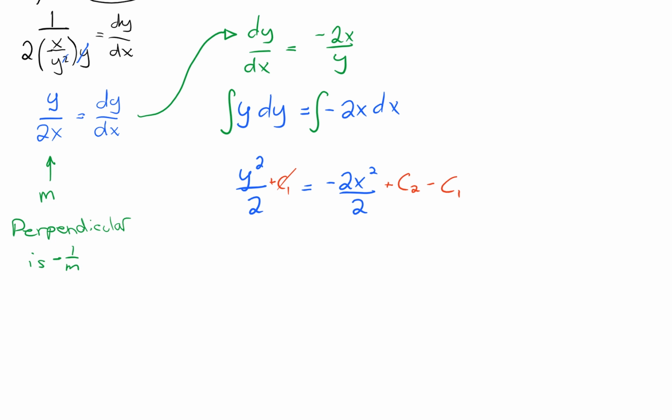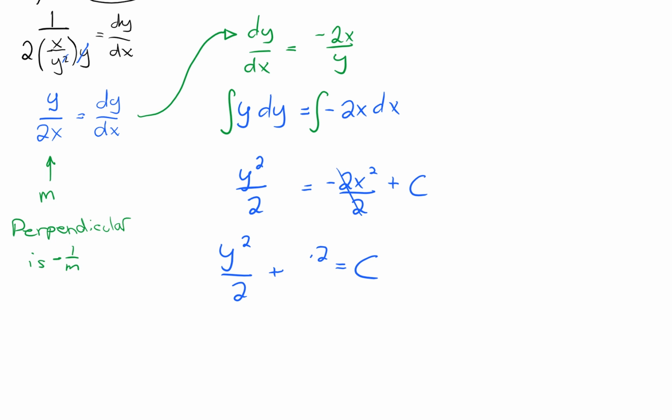But these are all just arbitrary constants. We haven't specified a value of c, it's all arbitrary. So instead of having two c's floating around, we can just relabel c sub 2 minus c sub 1 as our c. That's something we can do if we have integrals on both sides. We can essentially just add that one plus c. And then to clean this up a little bit, we can cancel out those 2's, and then I can move that x term over. So I have y squared divided by 2 plus x squared equals c.